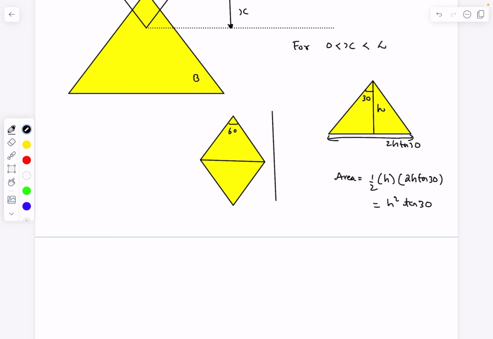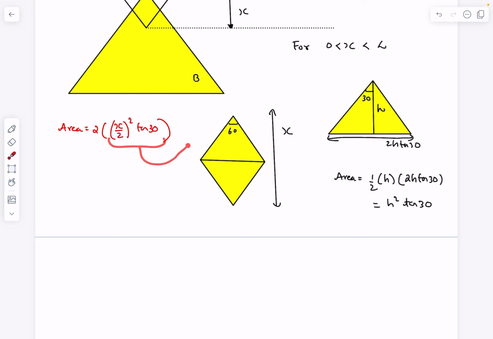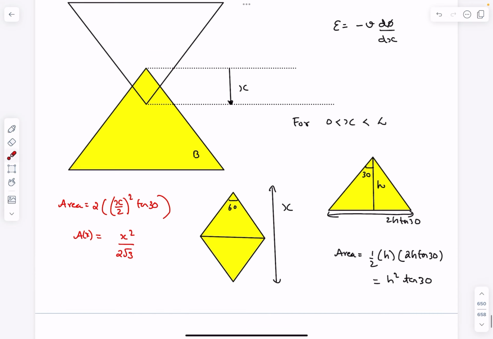Now the total height of the diamond is actually x, right? So the height of the equilateral triangle is going to be x by 2. So the total area is going to be twice (x by 2) squared tan 30. This is the area of one triangle and we multiply it with 2 to get the total area. So this turns out to be x squared by 2 root 3. So the area as a function of x for all x lying between 0 and L is this particular function.